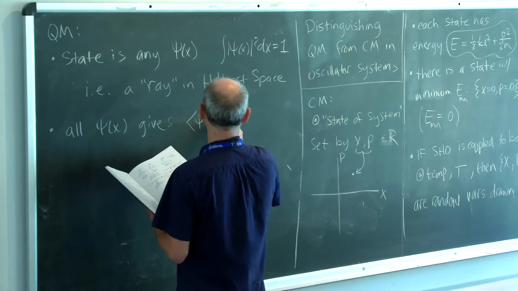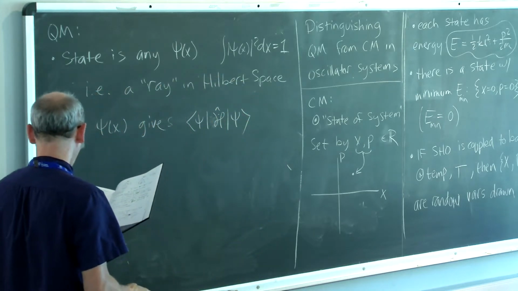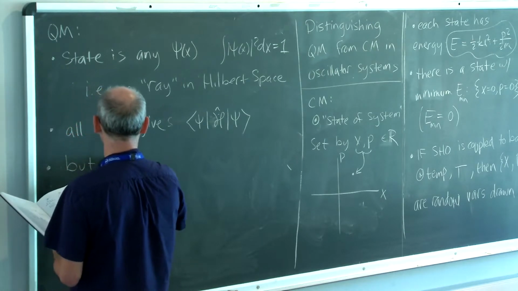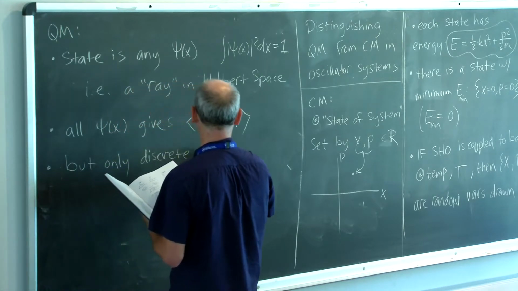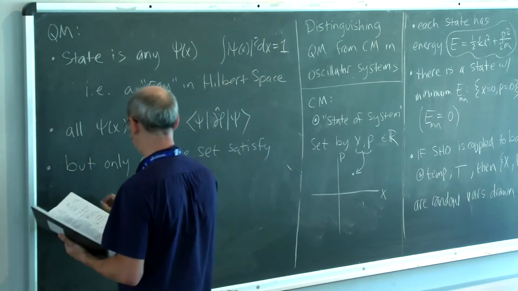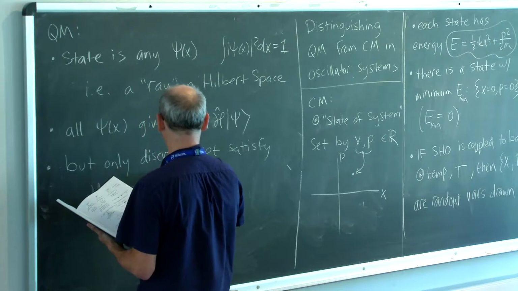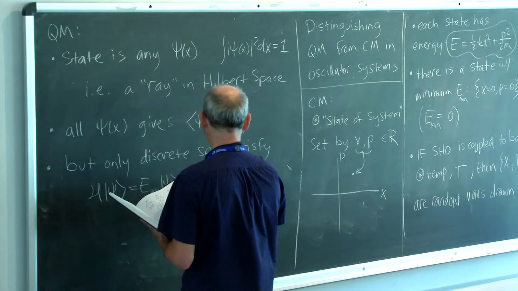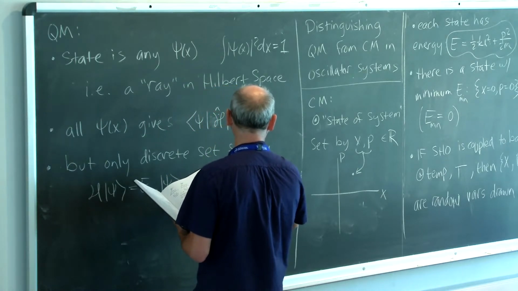I guess we could write this as the expectation value of the Hamiltonian. But only a discrete set are actual eigenstates. And those are the well-known harmonic oscillator energy eigenstates with energy eigenvalues h bar omega times n plus a half.